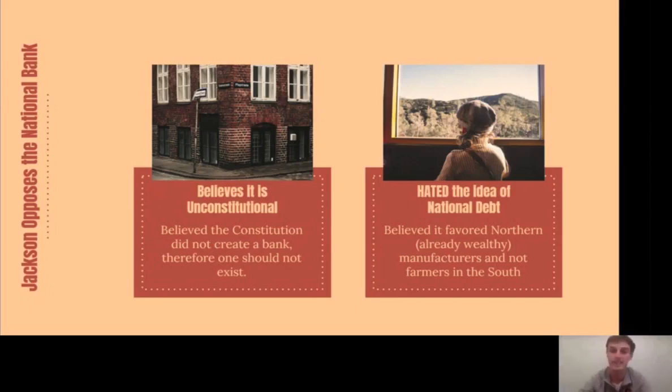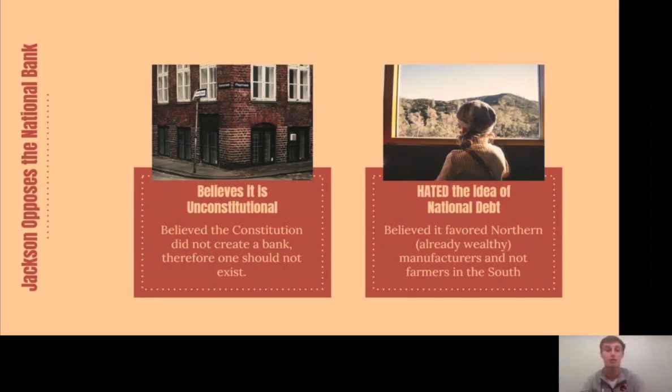And he also hated the idea of debt in general. He believed it only supported the North, because Northerners who were building factories and trying to create these businesses were going to be able to take advantage of loans, whereas Southerners weren't. And Southerners were just inheriting a national debt, in Jackson's mind, that they were never going to gain anything from. So he believed it was morally wrong. It was actually like a failing of the country to have a national debt.